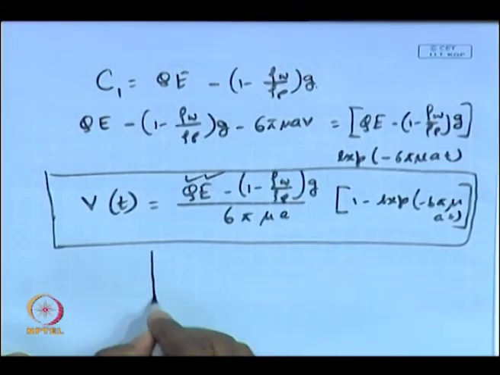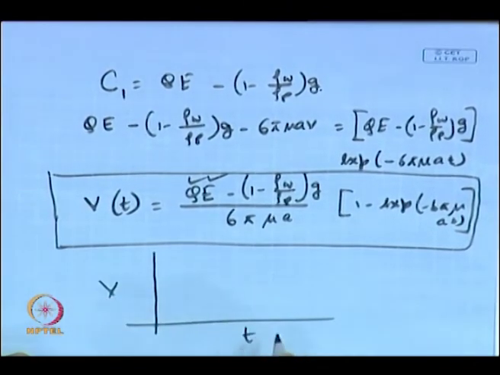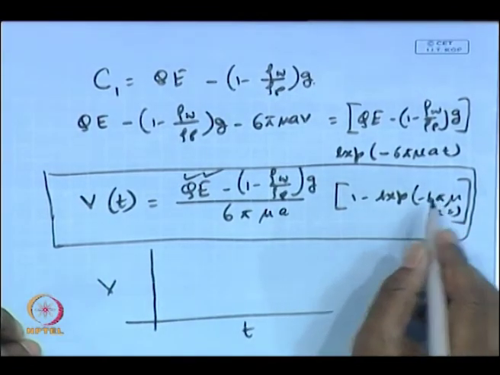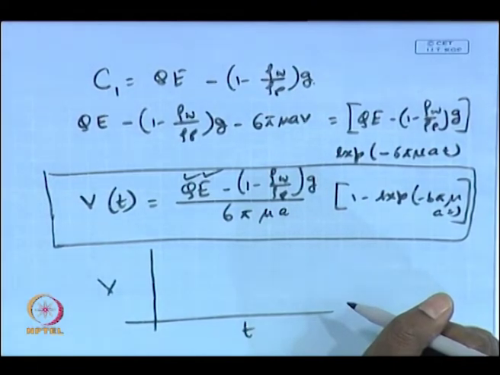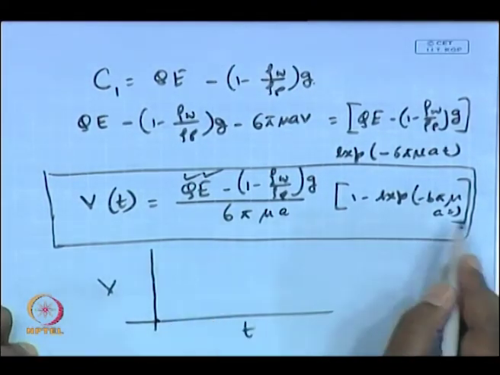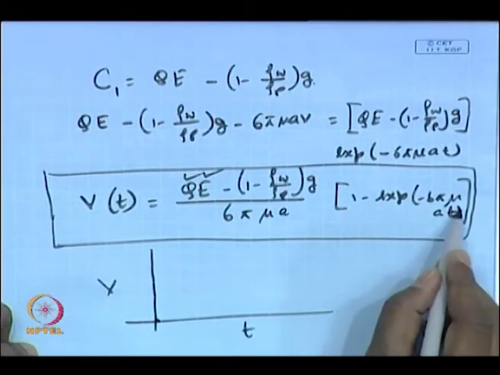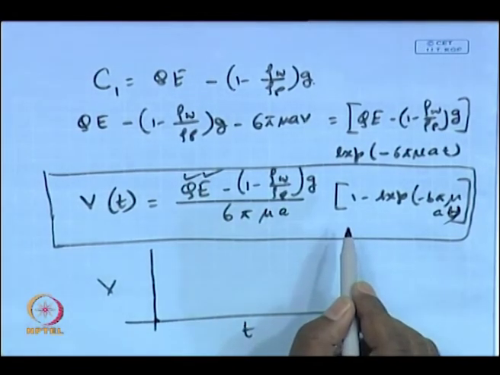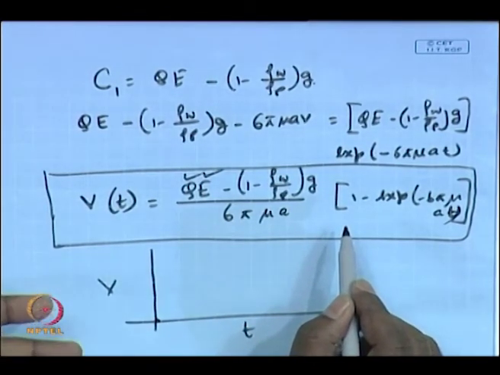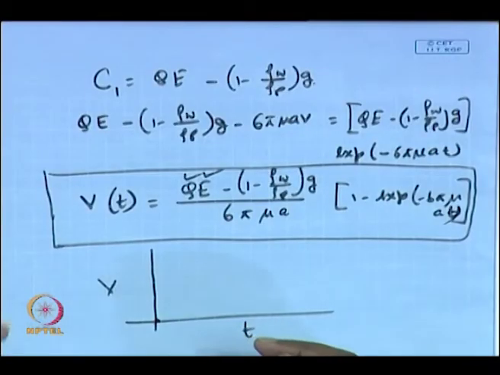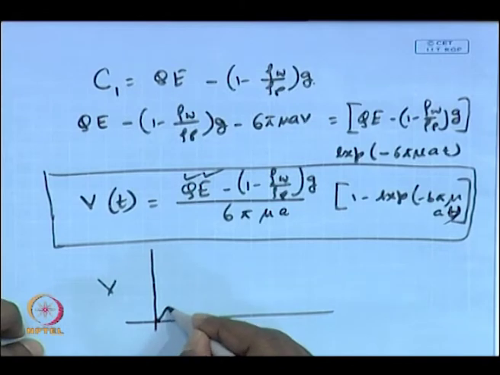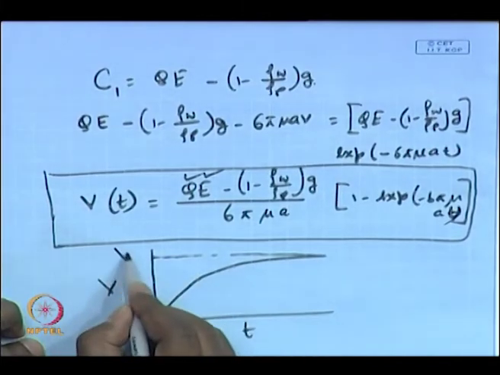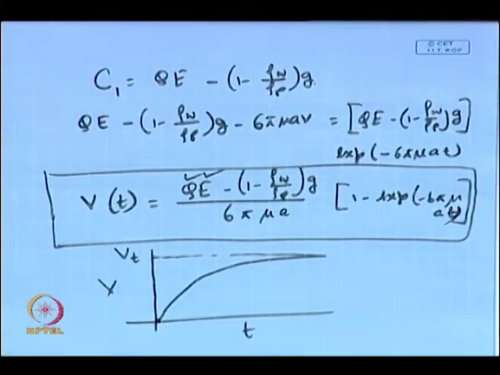In fact, if you plot v as a function of time, it will start from 0, because at time t is equal to 0, the whole bracket becomes 1 minus 1, which is 0. So, at time t is equal to 0, v equal to 0, that is satisfied. And at time t is equal to infinity, this exponential term will be equal to 0. So, in that case you will be getting a limiting value. That is called the terminal velocity. So, as t approaches infinity, you will land up with the terminal velocity. If you plot the transient profile of velocity, it will look something like this. And this is the terminal velocity.